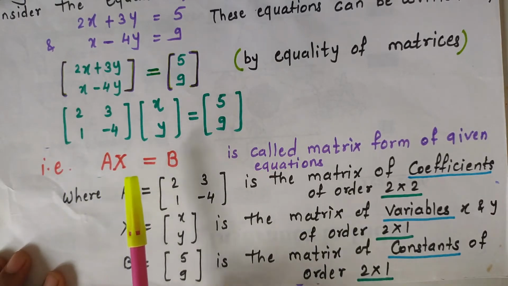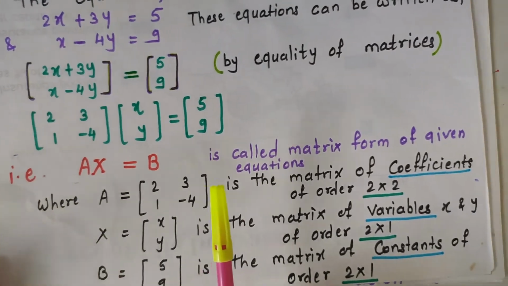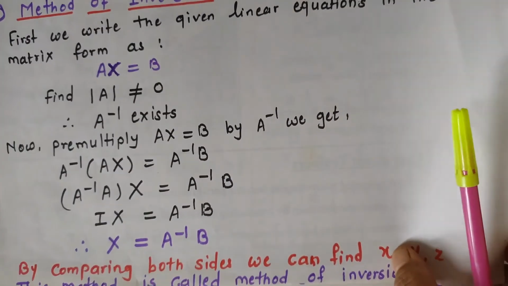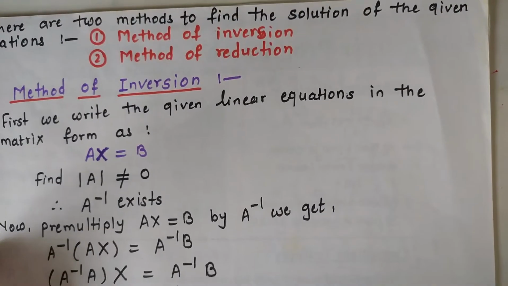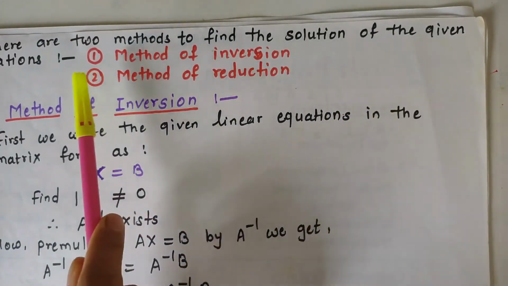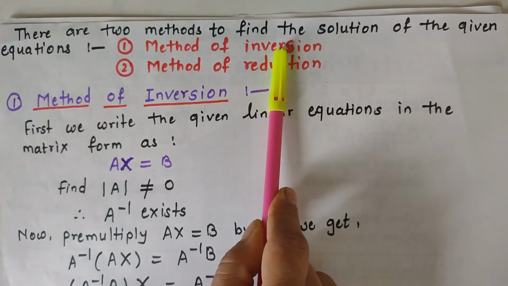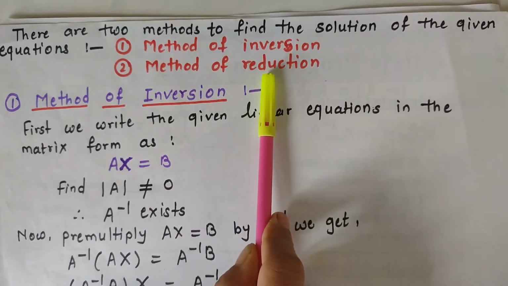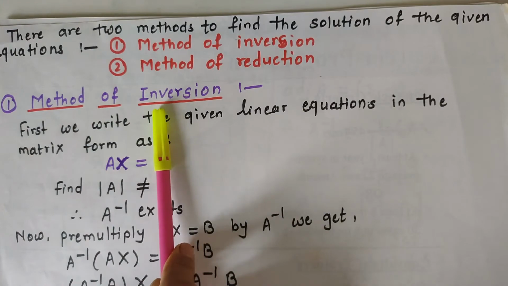We know that to solve the given linear equations is to find the values of the variables. There are two methods to find the solution of the given equations. The first method is the method of inversion and the second method is the method of reduction. Let's see the first method, the method of inversion.